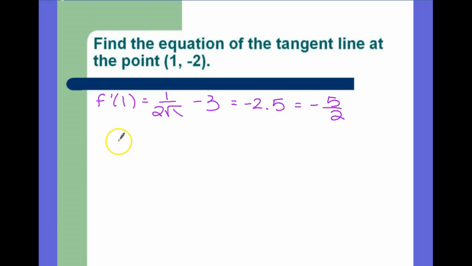And then we're just going to plug into our formula. So it's y minus, and minus a negative becomes positive 2, negative 5/2, x minus 1. Good? Is this okay so far? Yeah.